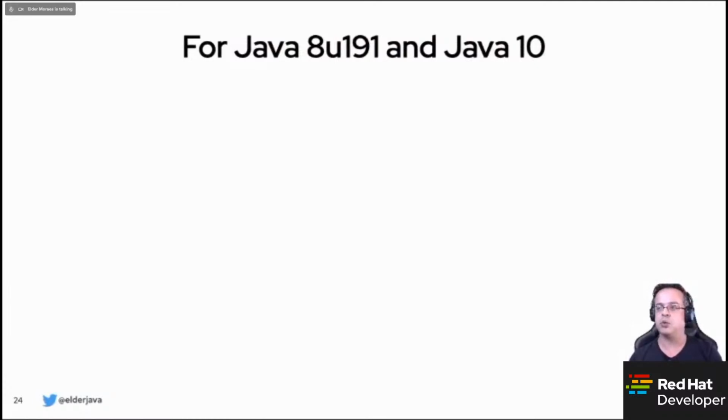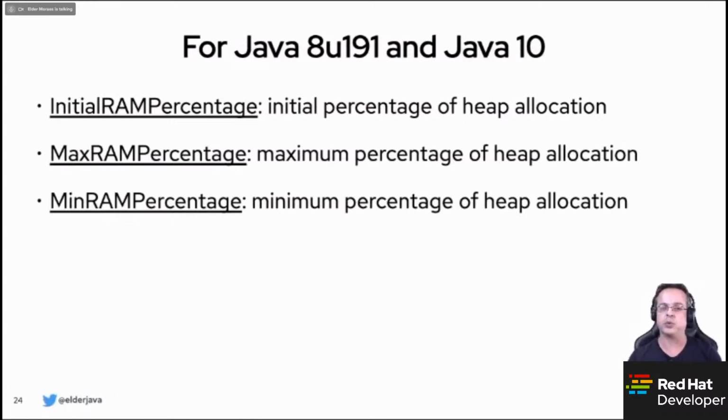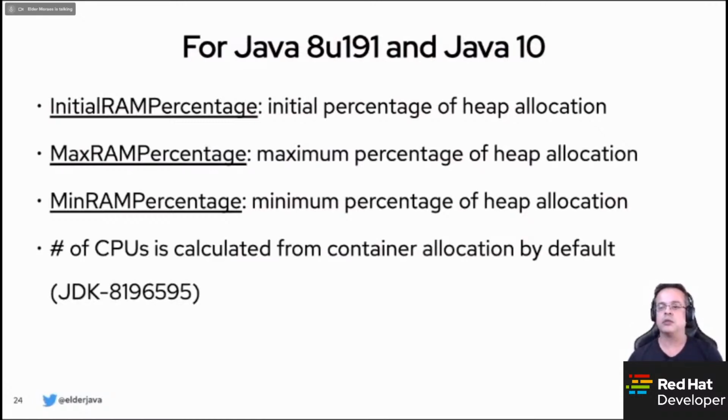For Java 8 update 191 and Java 10, all those flags were deprecated, and we have three new ones, also based on percentage: the initial, the max, and the minimum. Okay, so we have more power of configuration over the RAM allocated for containers. And now we also have the number of CPUs allocated for a container, based on the container by default.